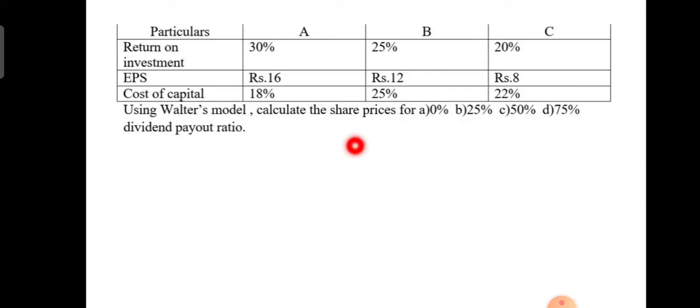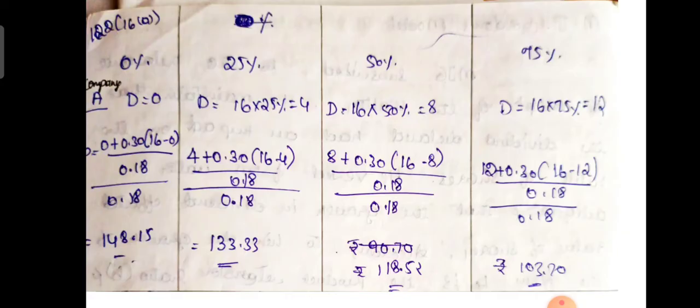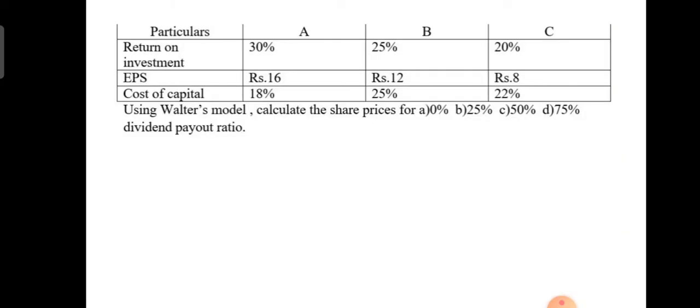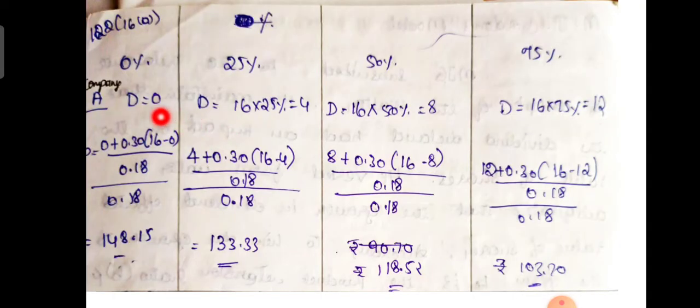When EPS is given, you apply the dividend payout ratio to it so that you can calculate dividend per share. When face value is given, you multiply the dividend percentage. But here we have EPS, so directly we apply the dividend payout ratio to calculate dividend per share. So EPS of the first company is rupees 16. So 16 into 0%. Any number multiplied by 0 gives 0. So dividend is 0 for 0% payout ratio.